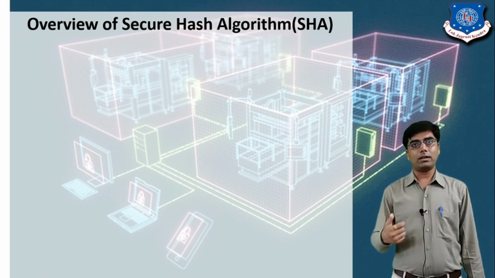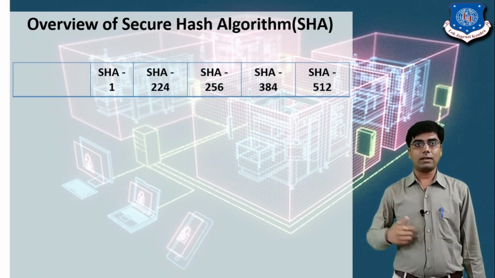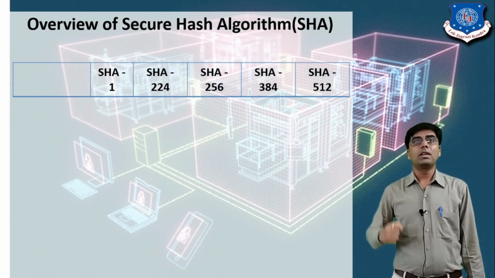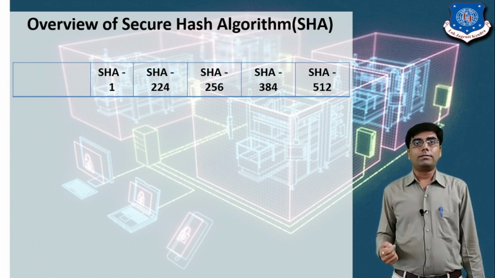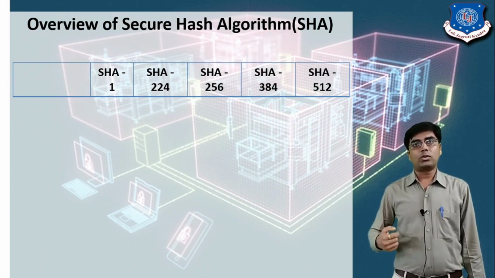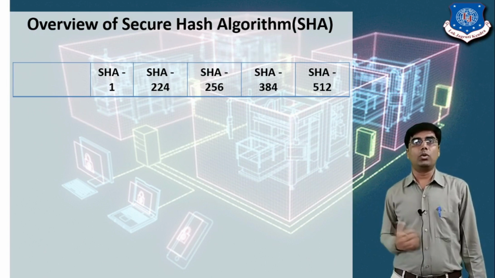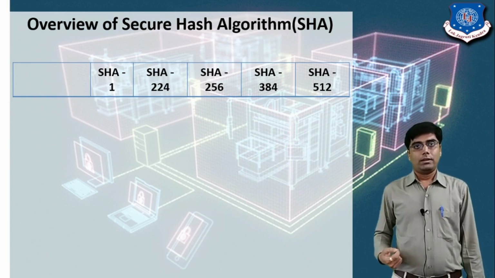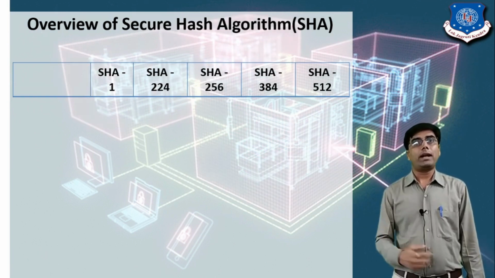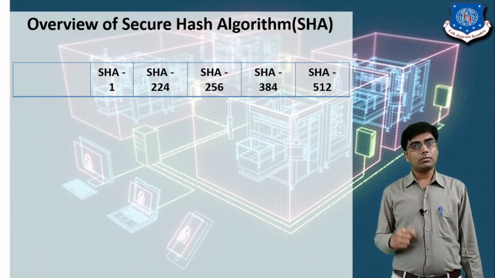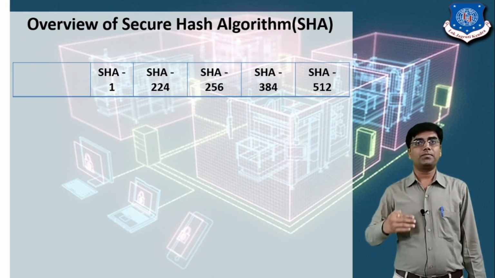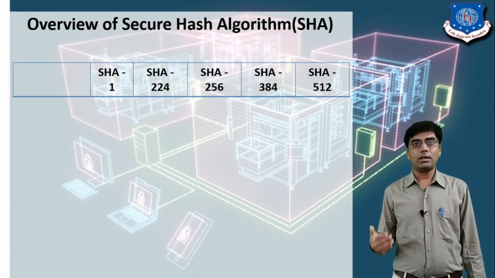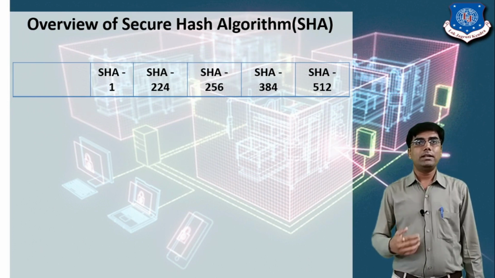Here various algorithms are there, and with the help of these algorithms we will find the hash code, or we can say the fixed length code. Here we are not using any key, and we are not using any encryption or decryption. There are various SHA algorithm variants, so we will see them one by one.